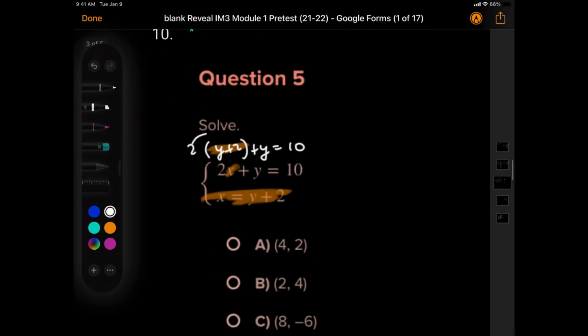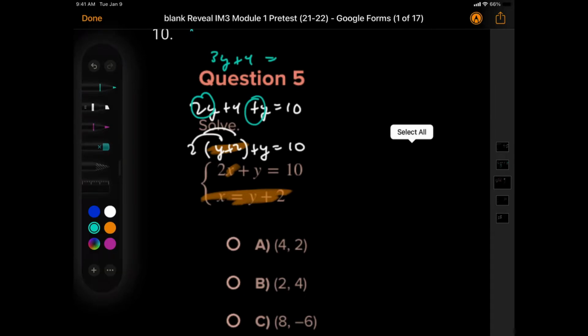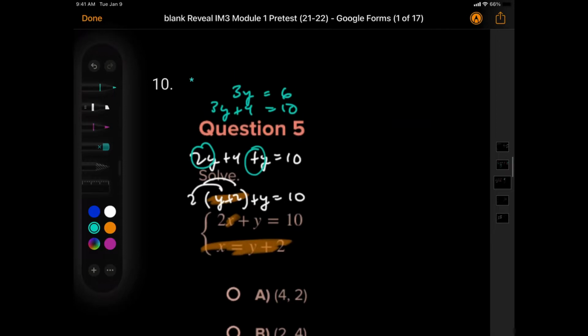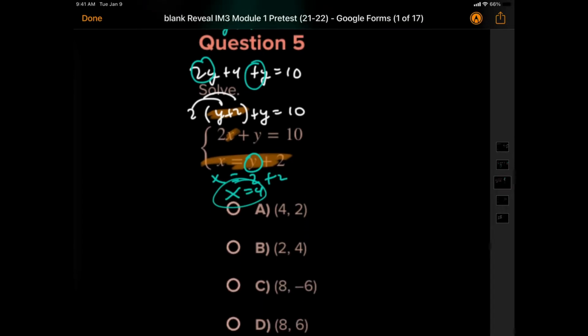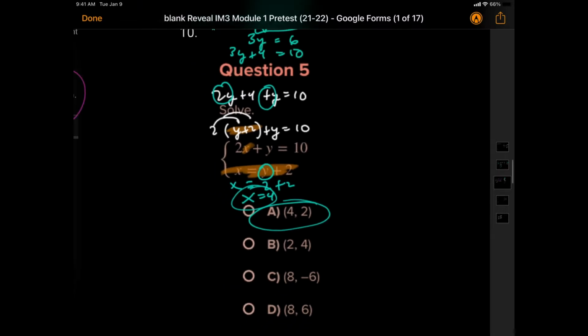I'm going to go ahead and just distribute here. And combine like terms. 3y plus 4 equals 10, working backwards. Subtract 4 from both sides, and then you'll get y equals 2. Put that in any equation. I'm going to put it here. So 2 plus 2, x is equal to 4. So 4 comma 2 is our correct answer, which is A.